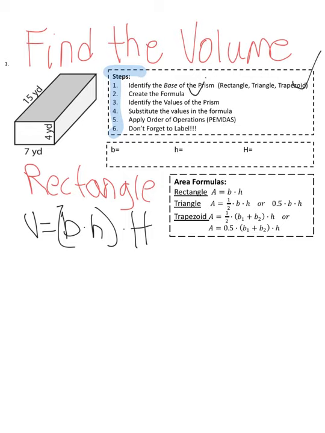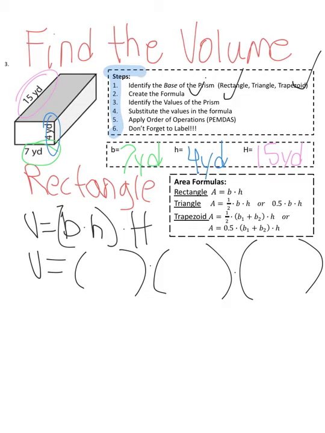Okay, so step 3 is done. Now we're going to do step 4, which is substitute the values into the formula. So our little base, our little b, is going to be 7 yards. Our little height is going to be 4 yards. And the big height is 15 yards. So step 4 is done.